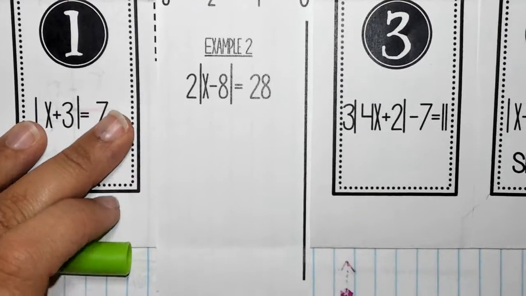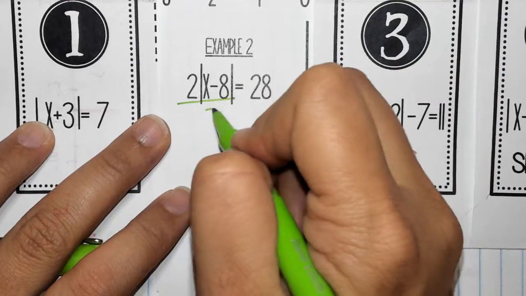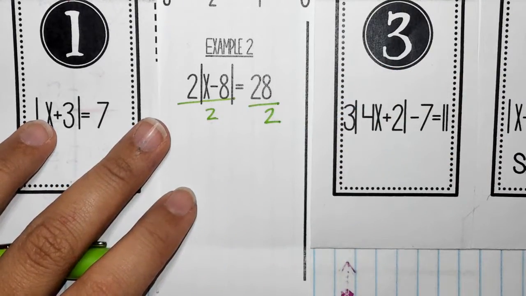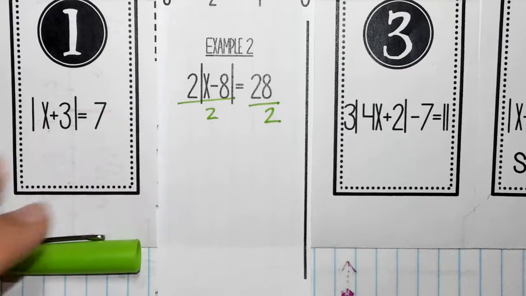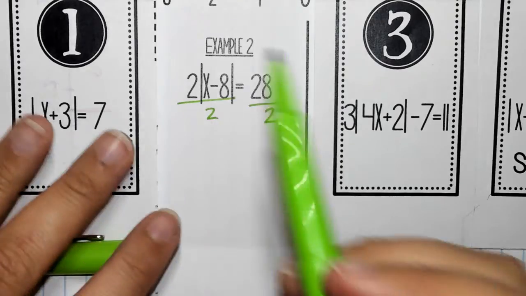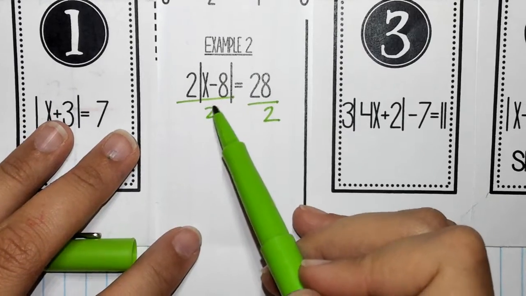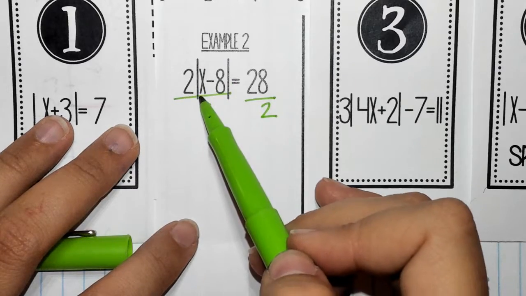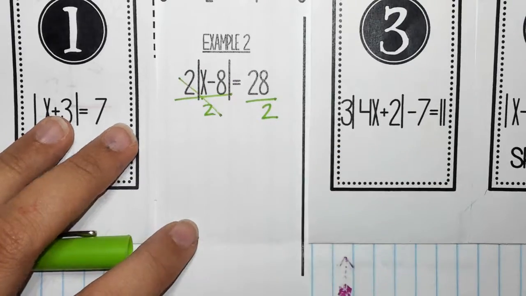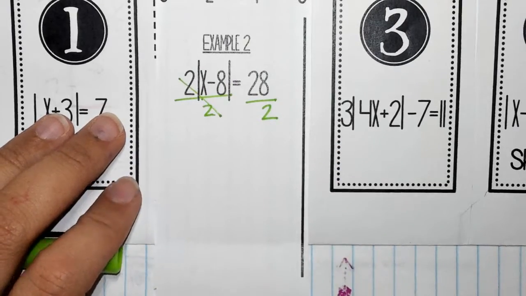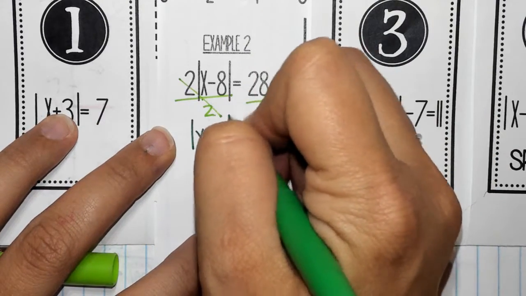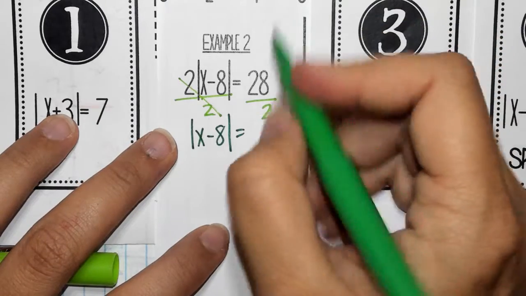So let's open this flappy up. Let's divide both sides by 2. Now, if you can't distribute and we're dividing by 2, that means that you cannot touch what's on the inside of the house. You only touch what's on the outside. So 2 divided by 2 cancels. Is everybody with me on that one? And we're left with the absolute value of x minus 8 equals what?